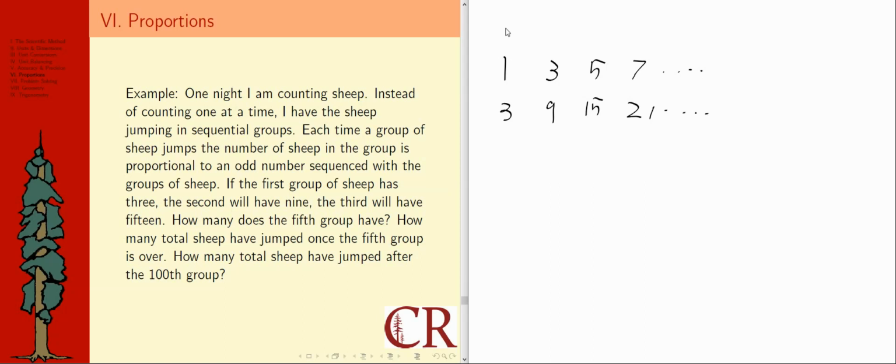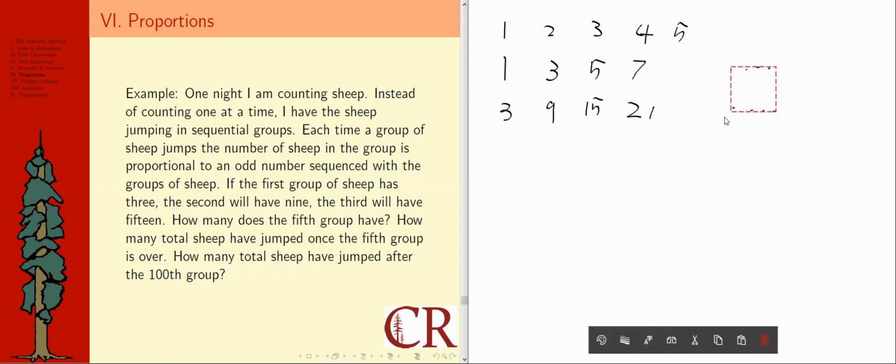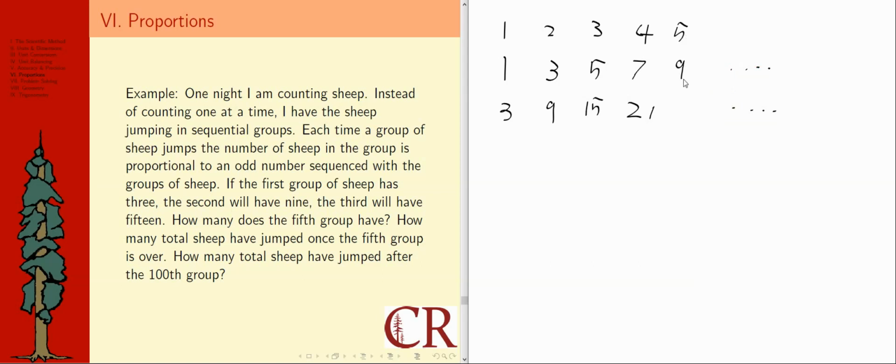I keep referring here to the number of groups, so I'm going to label this as group number 1, group 2, group 3, group 4, just to help me keep track of things in a slightly different way. We need to do one more here. Maybe I put those dots a little bit too soon. Okay, I can move them over. So the fifth group would correspond to the odd number 9, and then 9 times 3 is 27. That answered the first question right there, the 27.